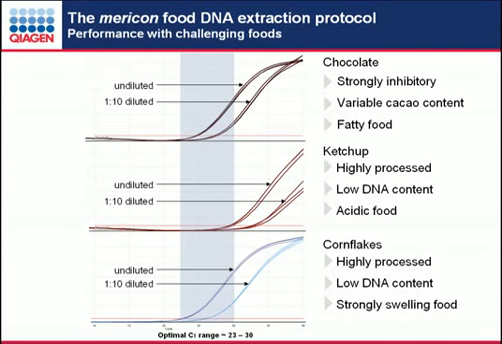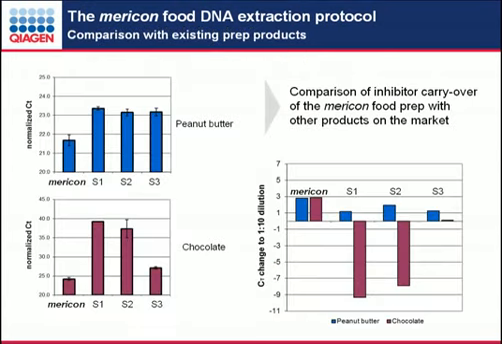Chocolate on the top, which is strongly inhibitory, ketchup in the middle, which is highly processed with low DNA content, and on the bottom we have cornflakes, which again is a highly processed food with low DNA content. The fact that the food is strongly swelling is a challenge in the purification. In all of these cases, we can show that the 1 to 10 dilution of the food gives you a shift of about 3 CT units to the right, which is what you'd expect for an uninhibited sample.